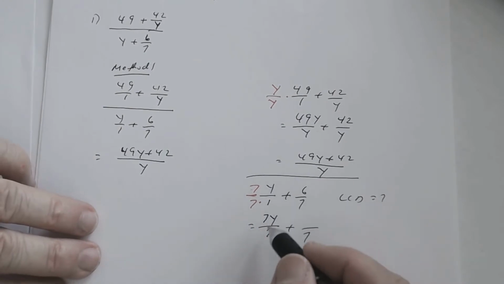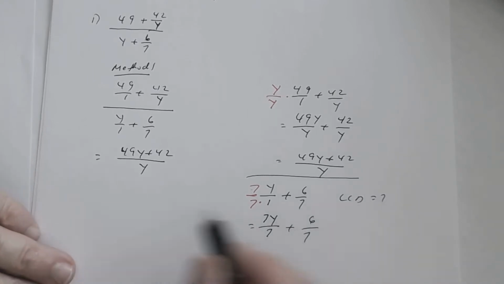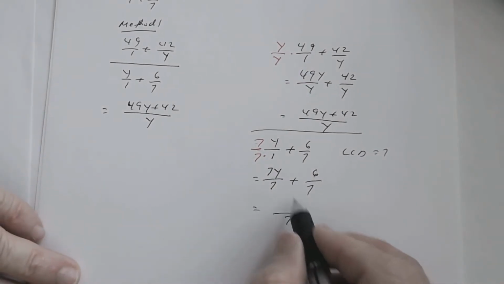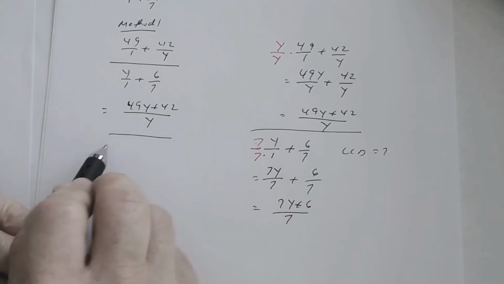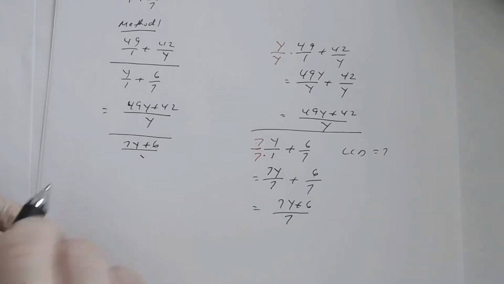So y is equivalent to 7y divided by 7, because if you reduce the 7s, you get the y back. And then notice that 6/7 is equivalent to itself, and so now I can write this as one rational expression with the denominator 7, and so I get 7y plus 6. So that's going to be the denominator, 7y plus 6 divided by 7.